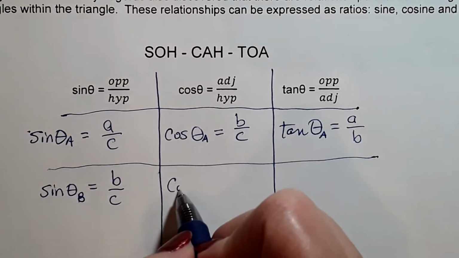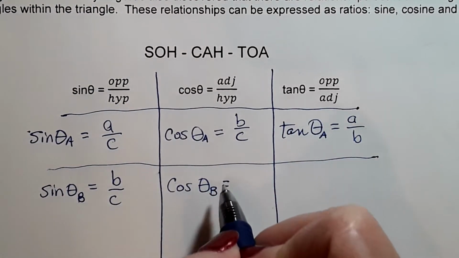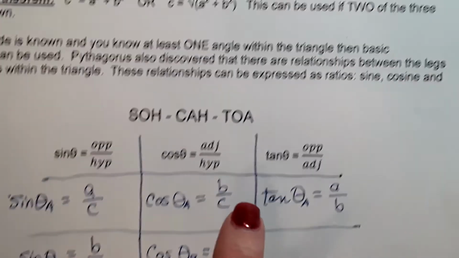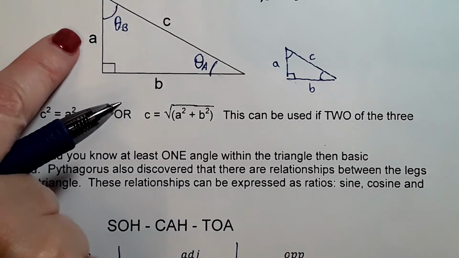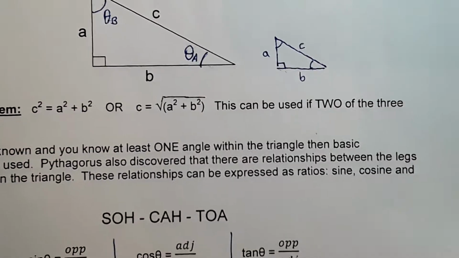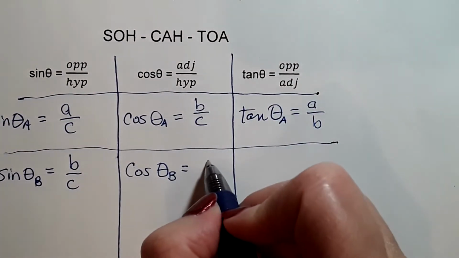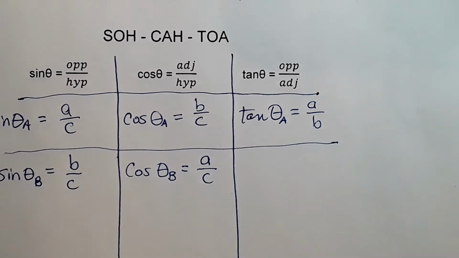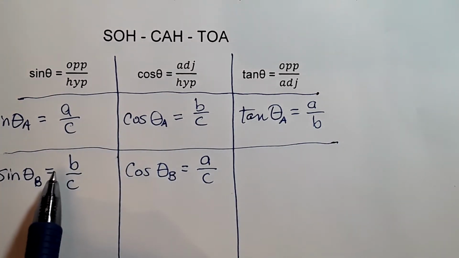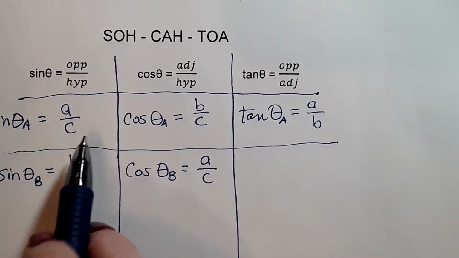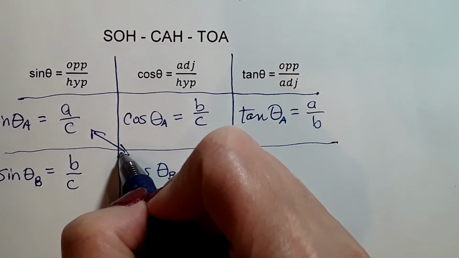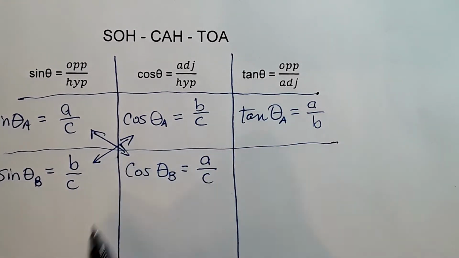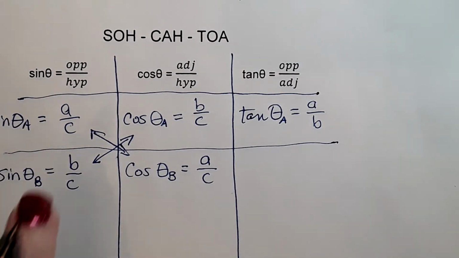The cosine of angle B would be the adjacent leg, which is A divided by the hypotenuse. So for angle B, it's going to be A over C. Now, what do you notice? You notice that, interestingly enough, the sine of one angle is the same as the cosine of the other. Look at that. Isn't that interesting? Well, I think it's kind of cool. The sine of one angle is the same as the cosine of another.